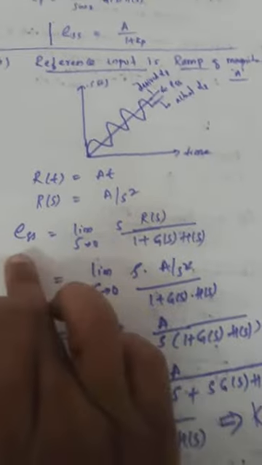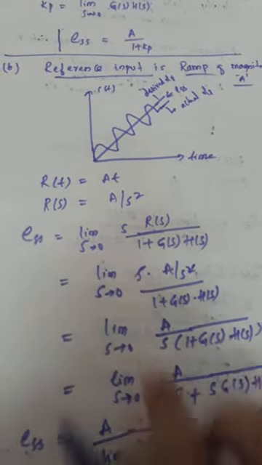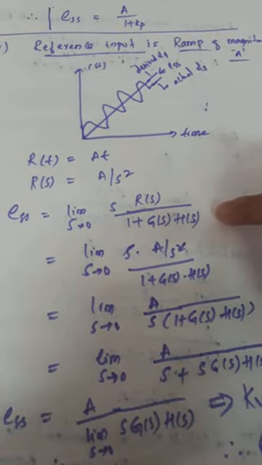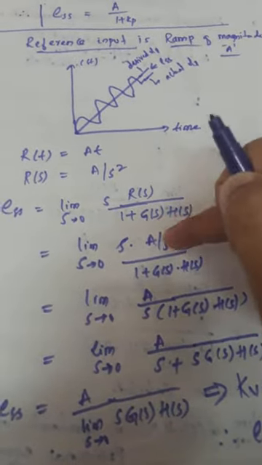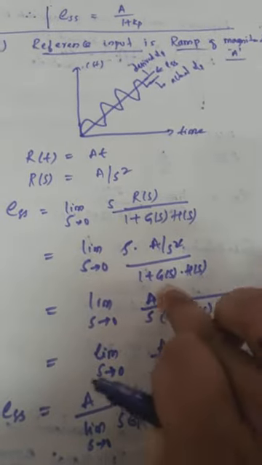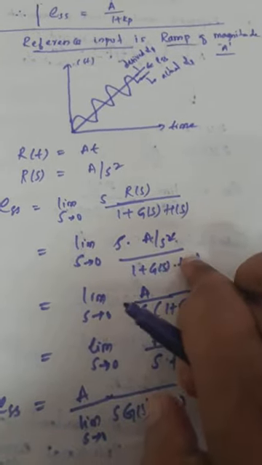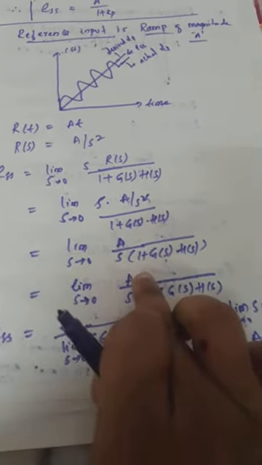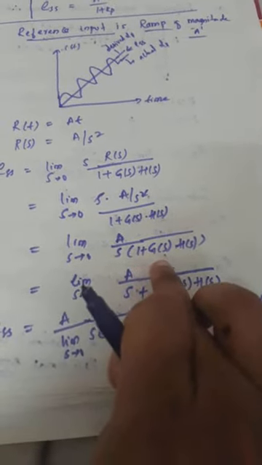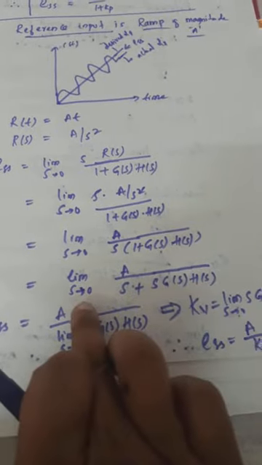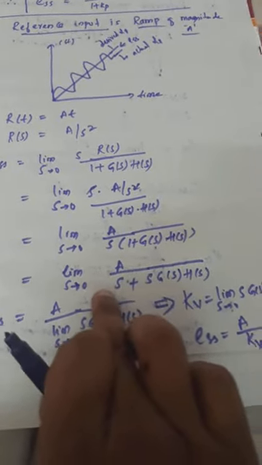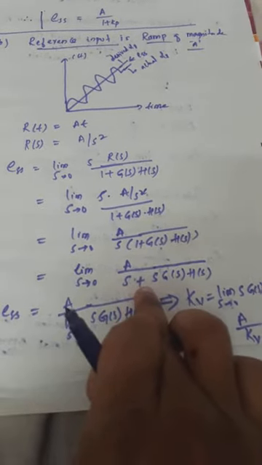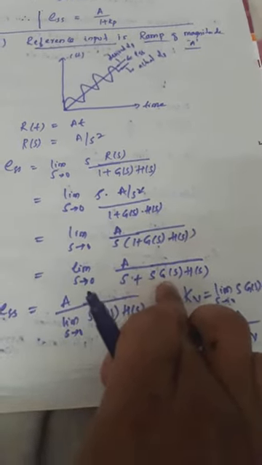Again we know the steady state error formula, ESS is equal to limit S tends to 0 of S into R of S divided by 1 plus G of S into H of S. Replacing R of S with A divided by S square, one S from S square cancels. So we can write limit S tends to 0 of A divided by S into 1 plus G of S into H of S. After multiplying with S and opening the bracket, this is limit S tends to 0 of A divided by S plus S into G of S into H of S.